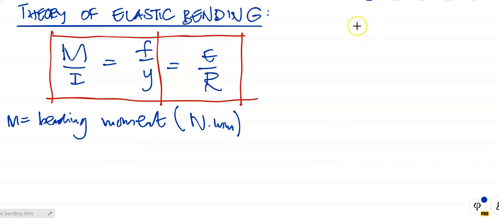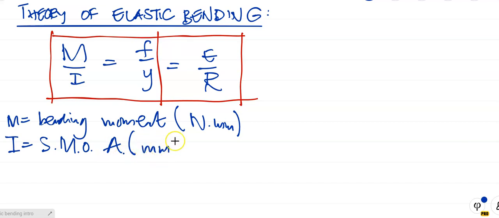I, you'll be glad to know, is your second moment of area from the previous chapter. And what is it measured in? Yes, I'm sure you remember, millimeters to the fourth. Notice millimeters and meters, don't mix them up. So I is your IXX and your IYY. Same thing, nothing new.